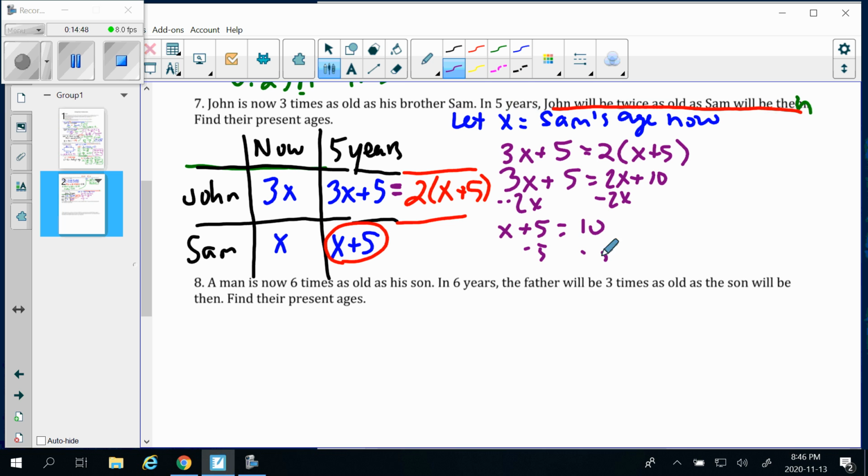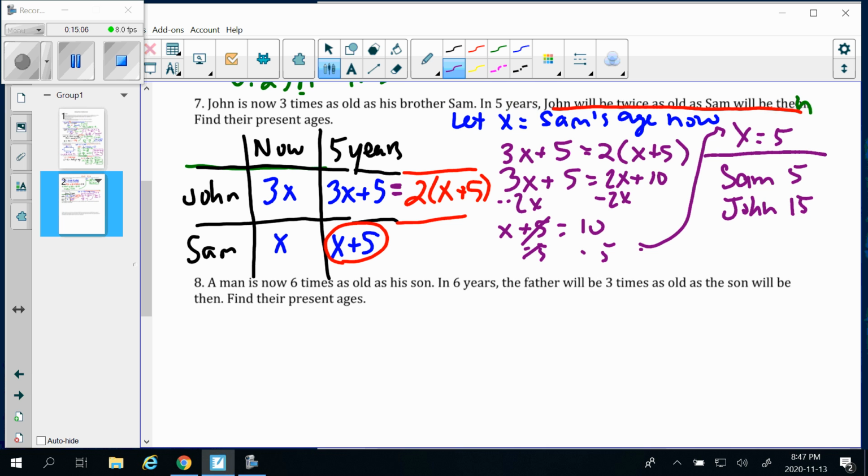And x is equal to 5. So I was asked to find their present ages. So I did find Sam's because that's what X was. So Sam is 5. But then John is 3 times that. So John is going to be 50. Don't forget to go back and make sure you answered the question.